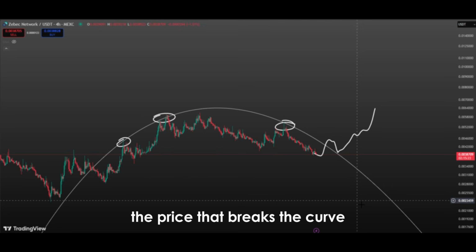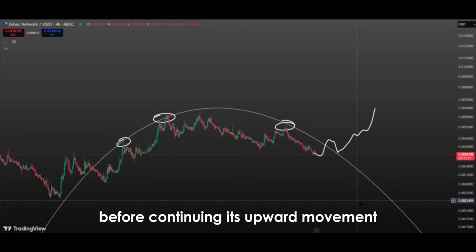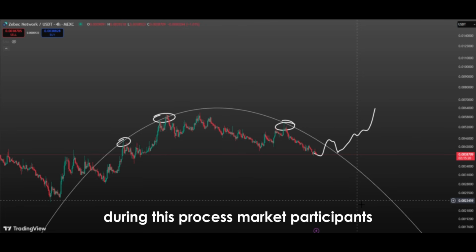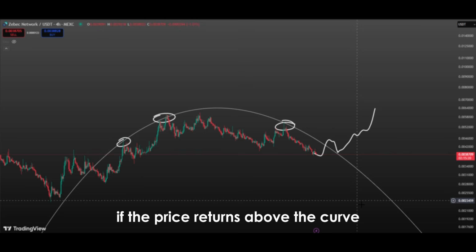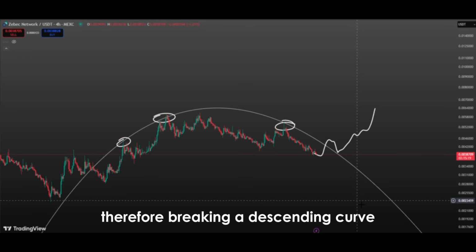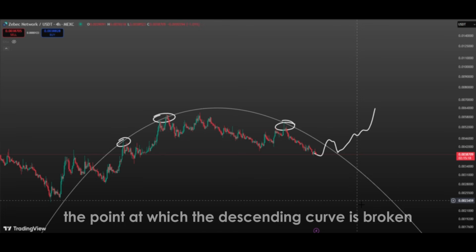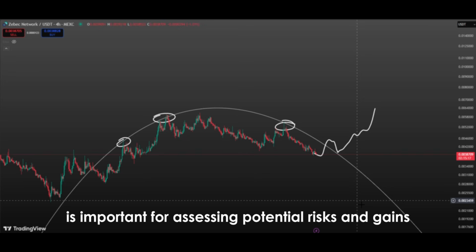The price that breaks the curve typically experiences a short consolidation period before continuing its upward movement. During this process, market participants test whether the breakout is confirmed. If the price returns above the curve after minor pullbacks, it is considered a strong signal that the trend is continuing. Therefore, breaking a descending curve is not only a technical move, but also a multifaceted event that influences market behavior. For investors, the point at which the descending curve is broken is important for assessing potential risks and gains.